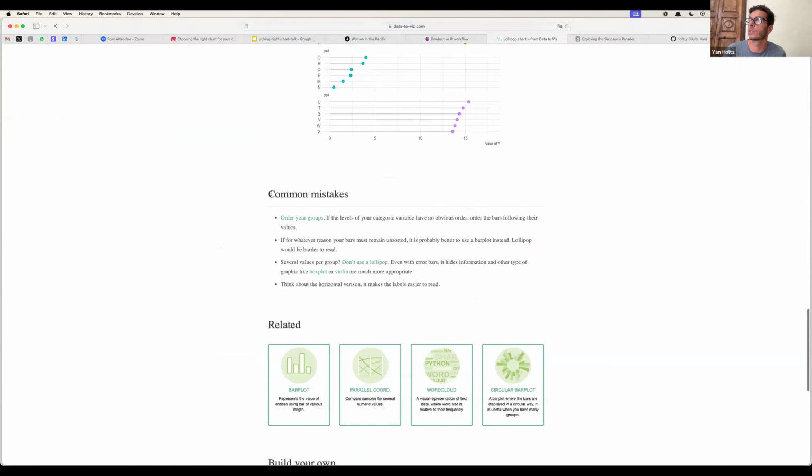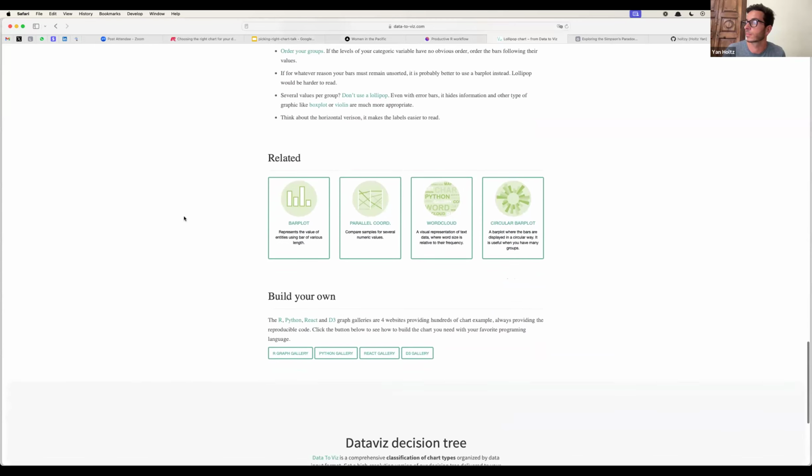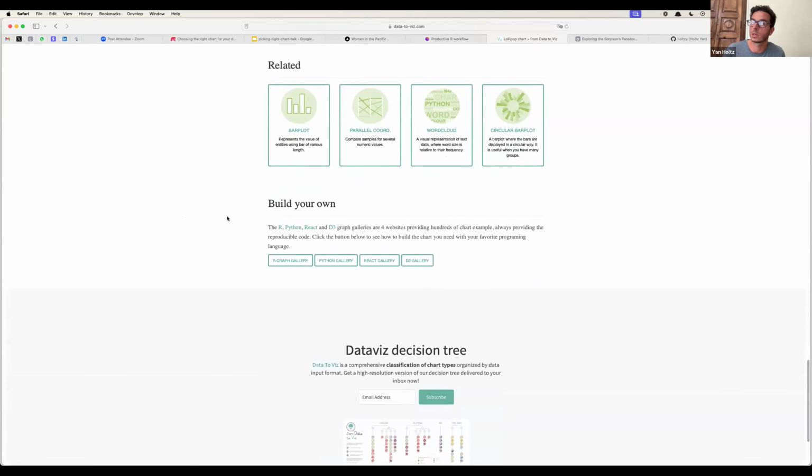I'm also going to talk about the common mistakes that you should avoid for this chart type so it can be useful. And last but not least, I'm going to give you a link to the R graph gallery, the Python graph gallery, the React graph gallery, and the D3 graph gallery. That's 4 websites I've created where I give you a lot of examples of that kind of chart.